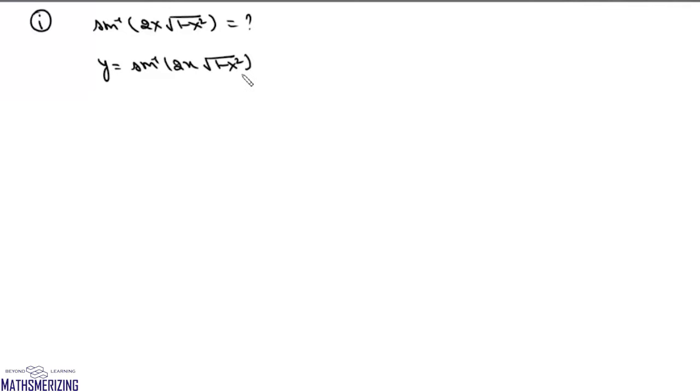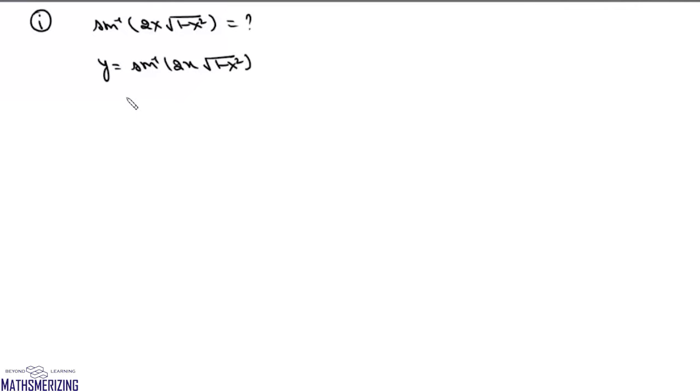Now we'll prove formulas for multiple angles. We'll need to find the formula for sine inverse of 2x into under root of 1 minus x square. Now we'll take this expression as y. So it'll be sine inverse of 2x into under root of 1 minus x square. Now this formula looks like 2 sine theta into cos theta.